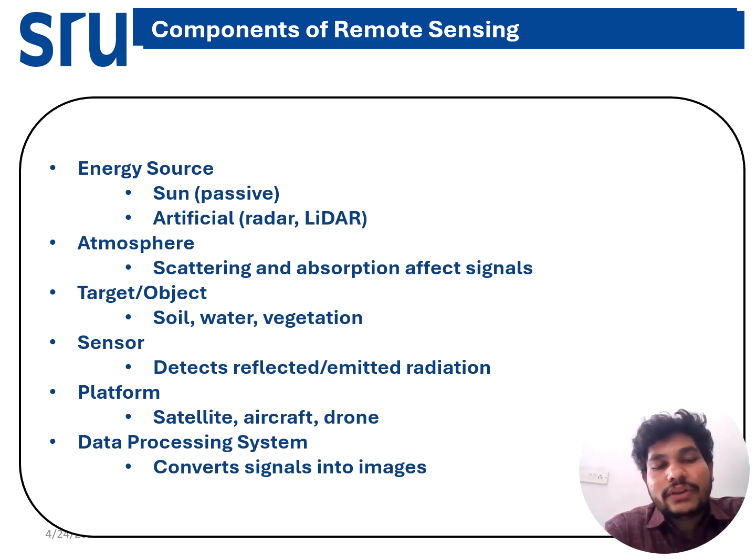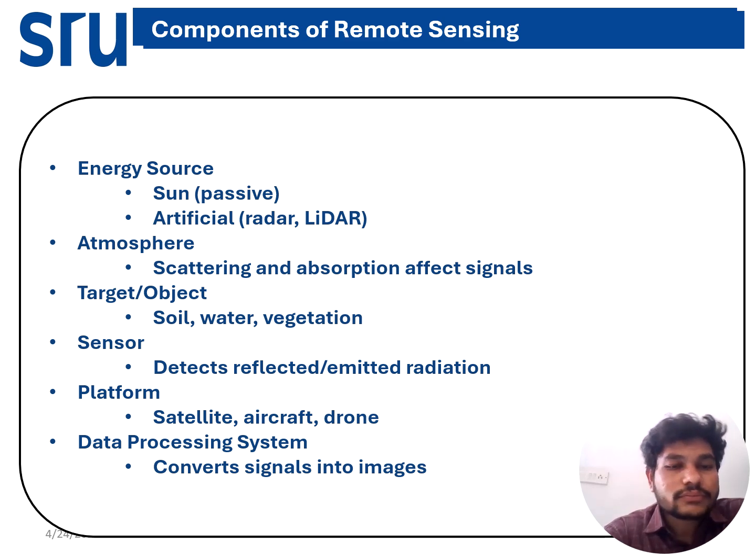After interacting with the object, that particular object reflects some types of radiation, and the sensor detects it. The sensor detects the reflected or emitted radiation from the target, and each target has a specific signature of reflected or emitted radiation. That's why we are able to identify the target and object based on the reflected radiation detected by the sensor.